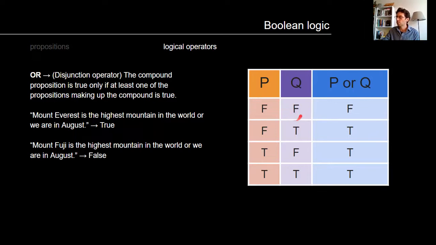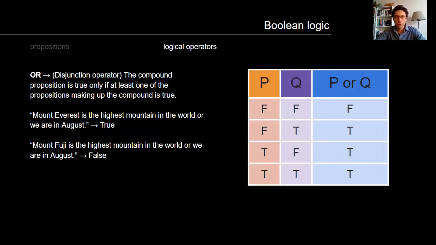P is false. Q is false. This is the only line where P and Q are both false. So I look at the right-hand side of this line and see that the value of the compound proposition, P or Q, is also false. I understand that P or Q is false looking at this truth table. Okay. This is how we read the truth table for the OR operator.